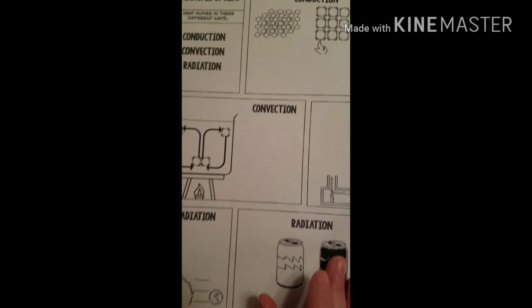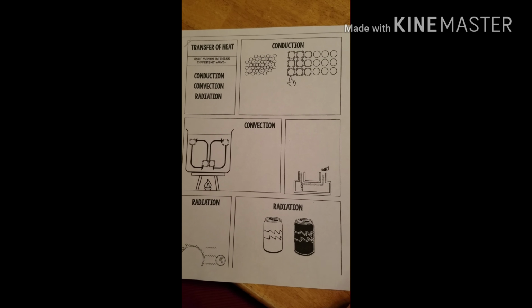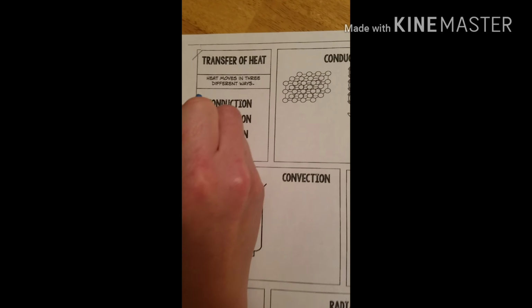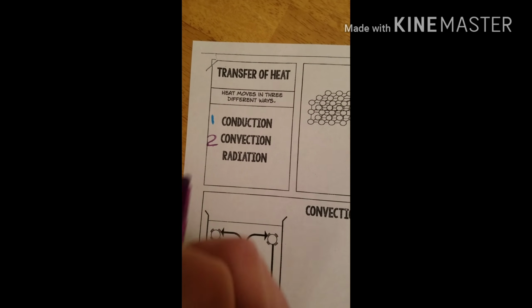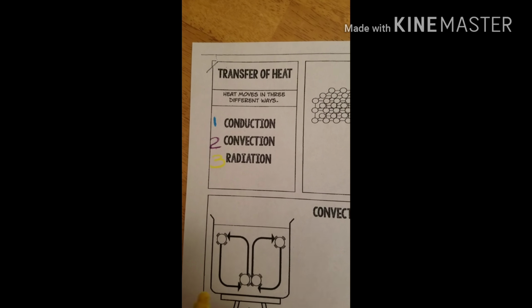My side's blank, but your side looks like this. Now this is what you will see a huge portion of on your summative, 3 different things. Thing 1, called conduction. Thing 2, convection. And thing 3, radiation. So we're going to go over each of those and a couple examples of each.